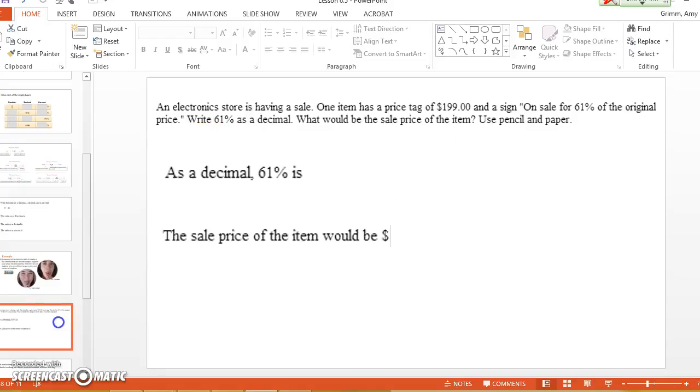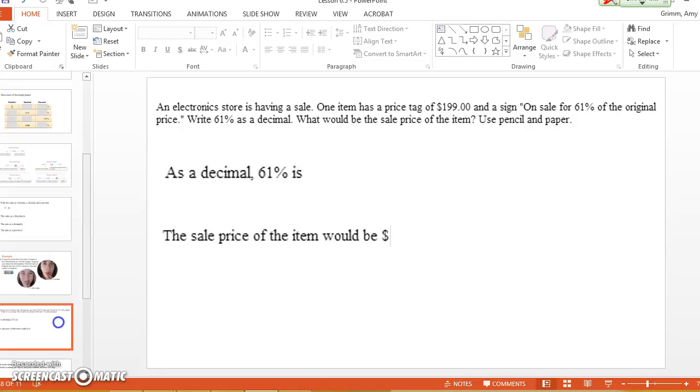Now, I don't like the way this one's worded, which is one reason I'm going over it with you, because that way if it comes up, you know what it's talking about. It says, an electronic store is having a sale. One item has a price tag of $199, and a sign says, on sale for 61% of the original price. That's dumb. You are never going to walk in a store and it's like, this is 60% of the original price. No, they're going to say it's 40% off. So basically that's what this is saying. It's saying you're going to pay 61, so it's 39% off. You see why that's weird?